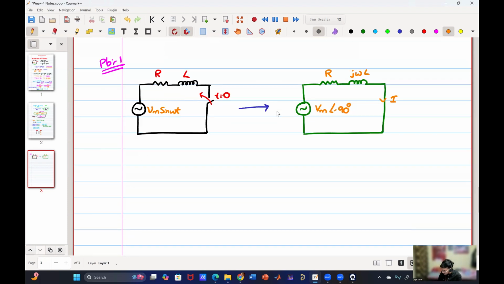So what is my I phasor? A phasor will have a bar on top. Can anyone tell me what is my I phasor? Voltage by impedance, right? Voltage is Vm angle minus 90 degrees by R plus j omega L, right? Clear? Or any queries?